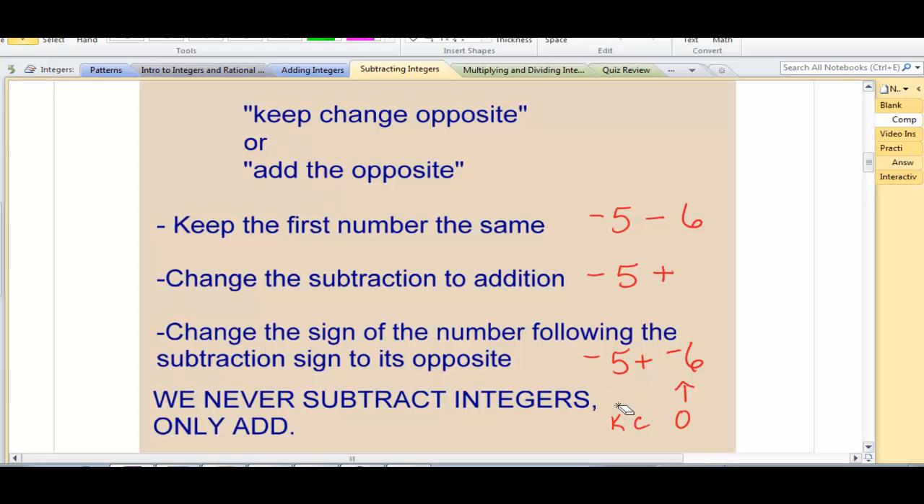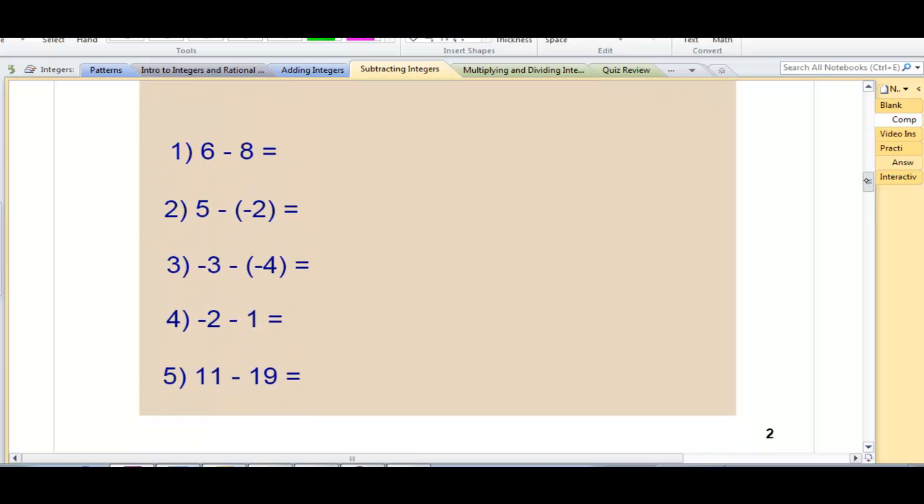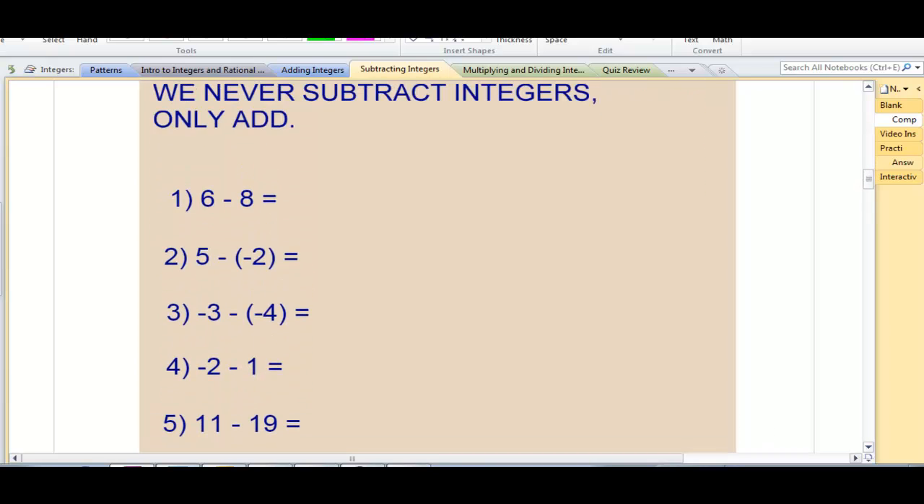or add the opposite, however you want to think about it. The important thing to remember is we never subtract integers, we only add. So I will expect you to change all subtraction to addition and show me those steps. So I'm going to show you number 1, and then I'd like you to pause the video and complete 2, 3, 4, and 5. Make sure that you show me the step where you rewrite the problem with addition.